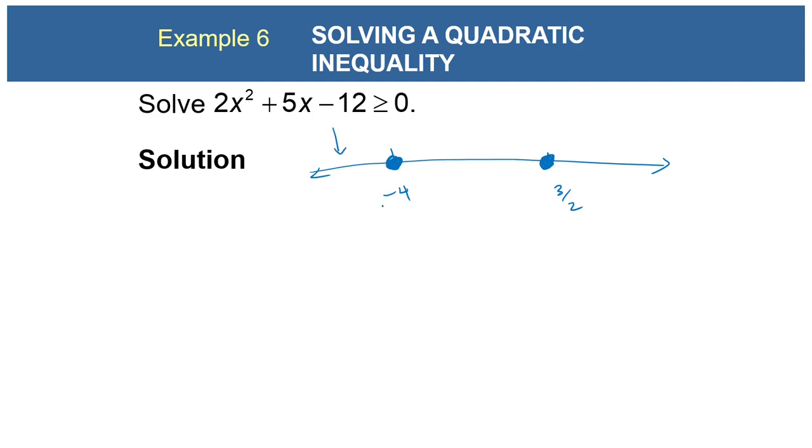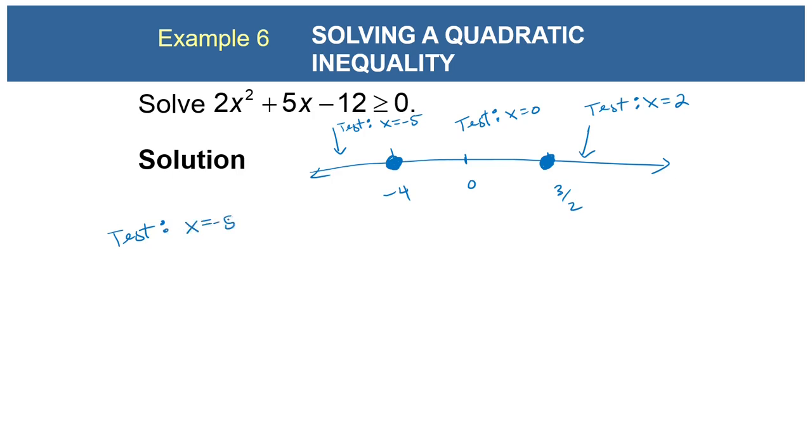Now let's pick some test points. What's a good number to the left of -4? I'm going to choose x equals -5. What's a good number between -4 and 3 over 2? Well, let's pick 0. I like to pick easy numbers, so let's pick x equals 0. What's a good number to the right of 3 over 2? Let's pick something easy. Let's pick x equals 2. That's going to be to the right of 3 over 2.